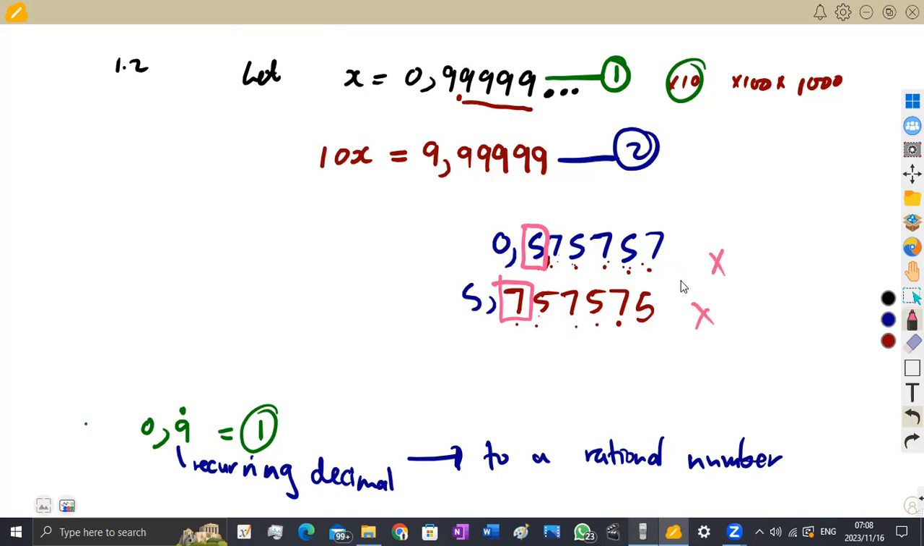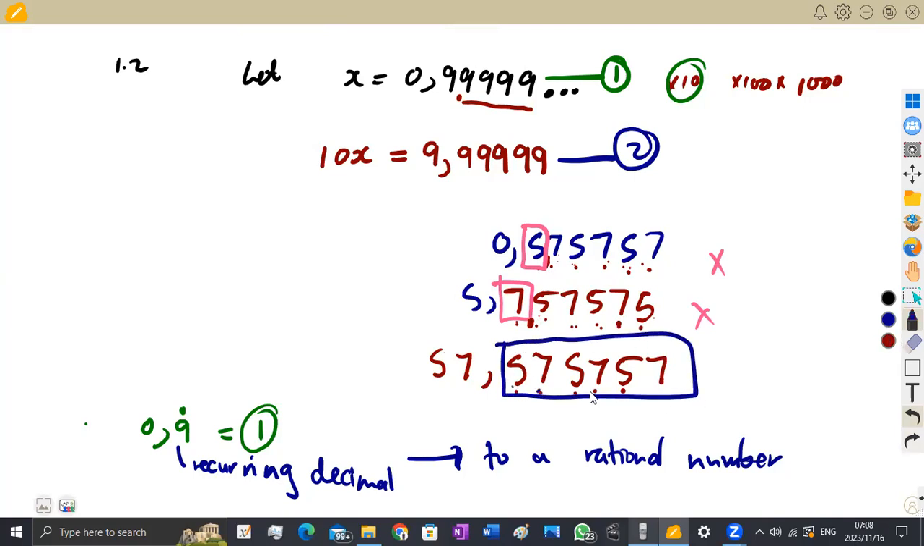So I cannot subtract, meaning I have to multiply again by 10 so that it will be 57, comma, because the comma will be here now. So it will be 57, comma, 5, 7, 5, 7, 5. So 1, 2, 3, 4, 5. I add another digit so that it becomes 6. 1, 2, 3, 4, 5, 6. So it must be a 7. So these digits after the comma, 5, 7, 5, 7, are the same as this one that we have, 5, 7, 5, 7. So that is the condition.